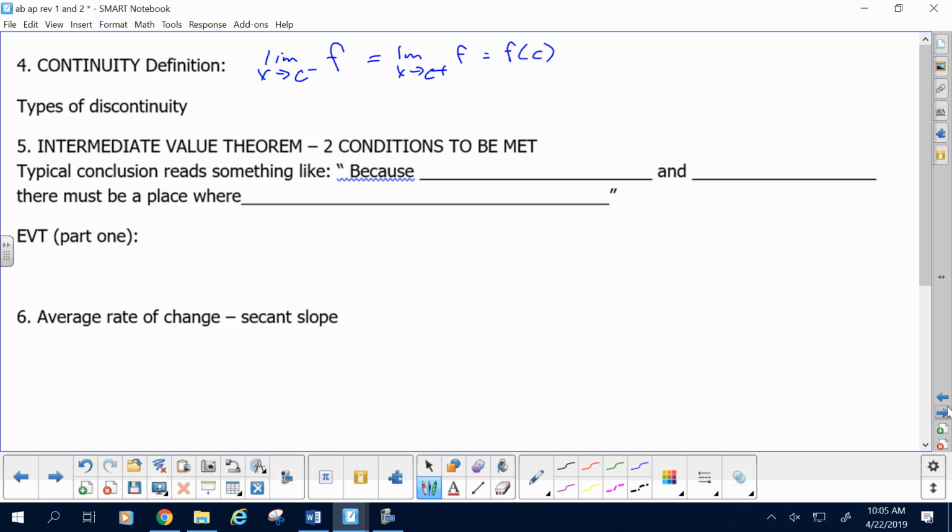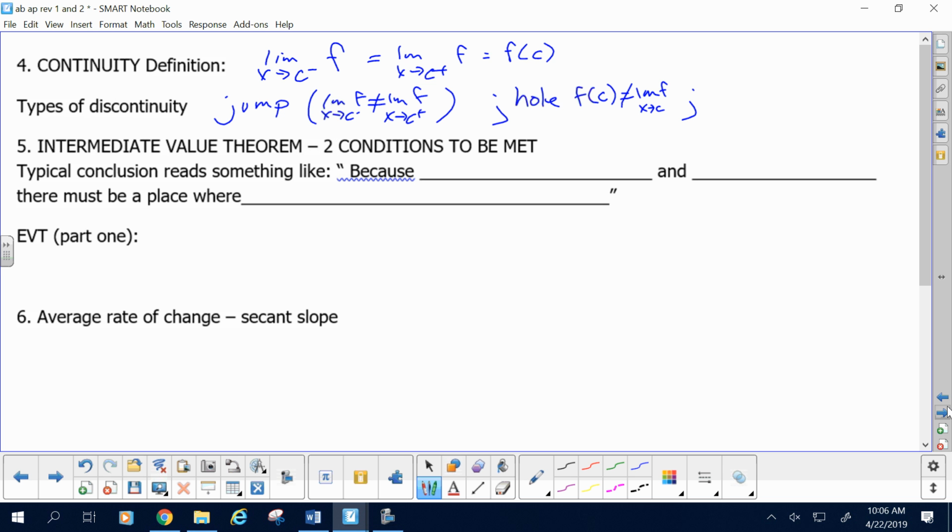Types of discontinuity, what are they? Jump. Now the jump is discontinuous because the limit from the left does not equal the limit from the right. What's another? Hole. What's the problem in terms of the definition? Where does the hole fail the definition? Yeah, f at c is not equal to one of the limits. Okay? And what's the third?